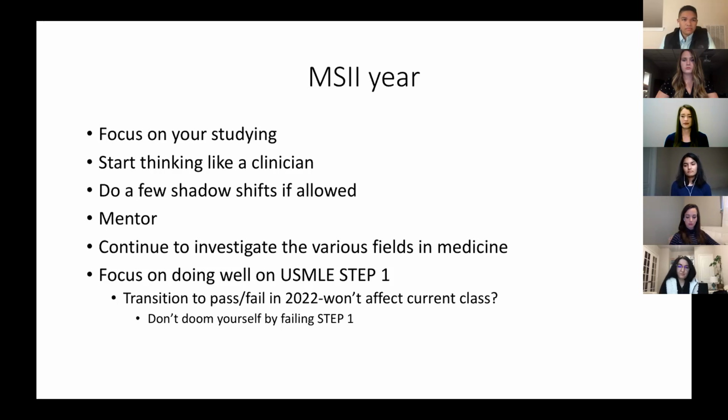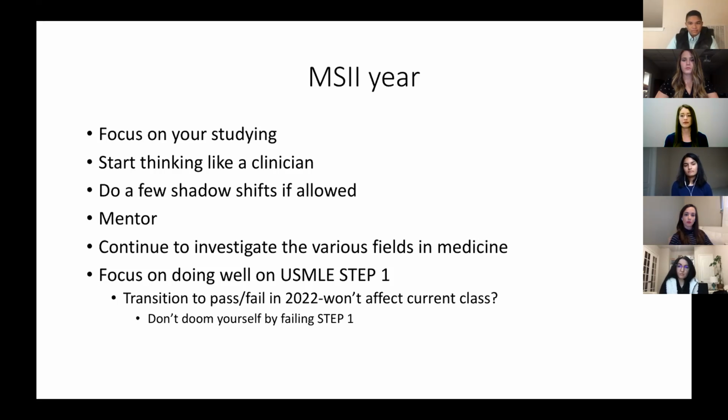The other thing to do during your MS2 year is obviously continue to investigate other fields of medicine. With EM, you may discover during your second year or third year that emergency medicine may not be for you. So it's just another way of getting more experience and figuring out if you're going in the right direction for yourself.